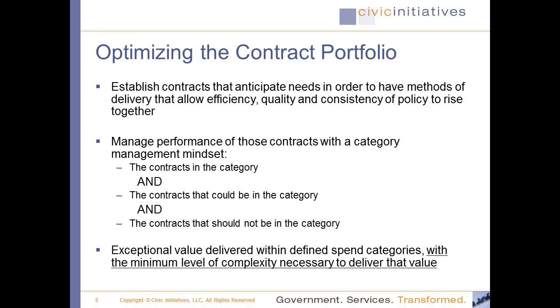So we want to manage those, so when I talk about a contract portfolio category management mindset, it's saying within our categories, what are the contracts that are there? What are the ones that should be there? A lot of times we have blind spots because that contract wasn't just given to us. We have to go make it. And what should we stop doing in that space?